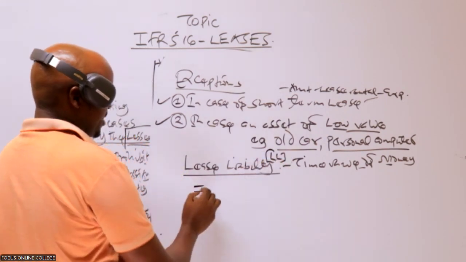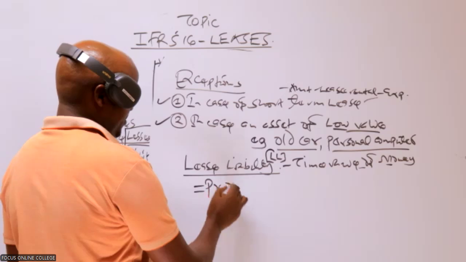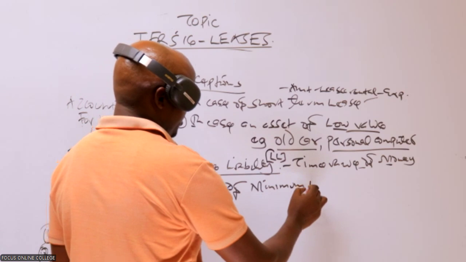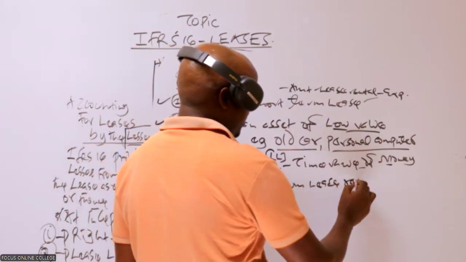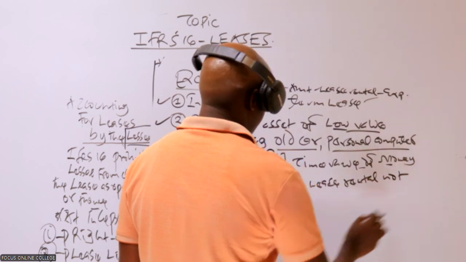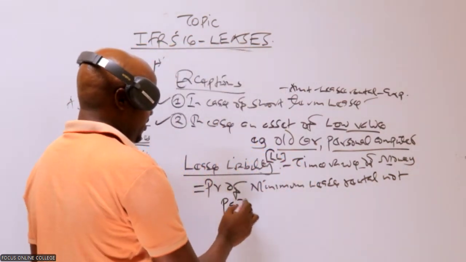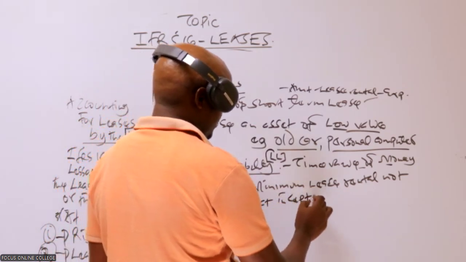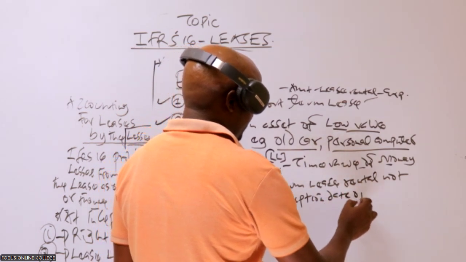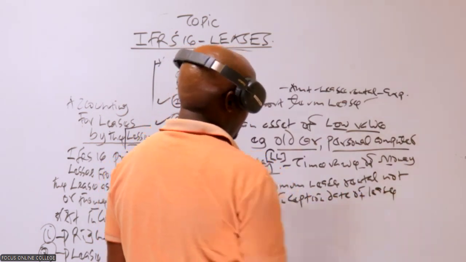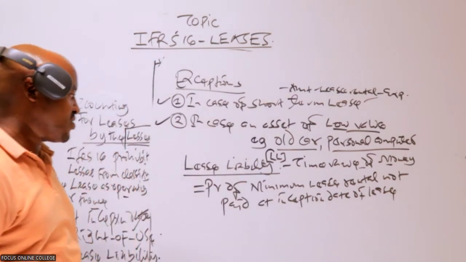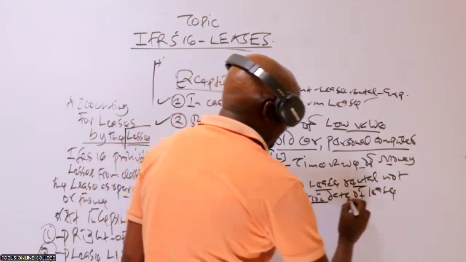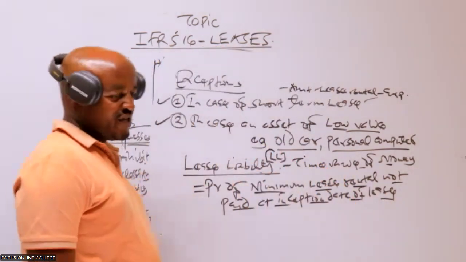This one is computed as the present value of the minimum lease rentals not paid at the inception date of the lease. The present value of the minimum lease rentals which was not paid at the inception date of the lease. What does that mean?